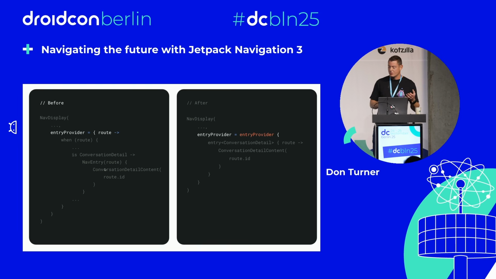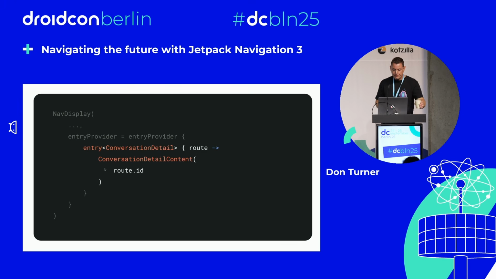And to use this, you can call entry provider, and the trailing lambda is our DSL builder. So for any of you who are familiar with Navigation 2, this is kind of how the DSL looks when you're defining your nav graph inside a nav host. So now, instead of creating nav entry objects, you can just use entry. This takes the route type as a parameter, and the trailing lambda is the composable content for that route. The route object is passed as a lambda parameter, so we can obtain any extra data from it, such as navigation arguments.